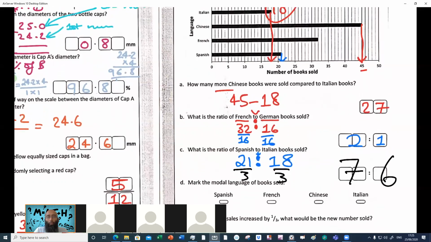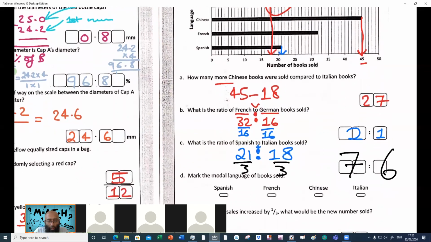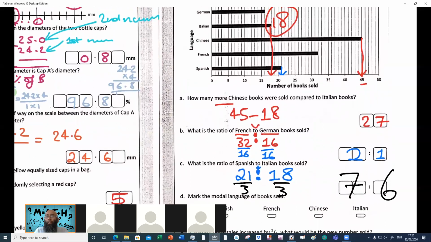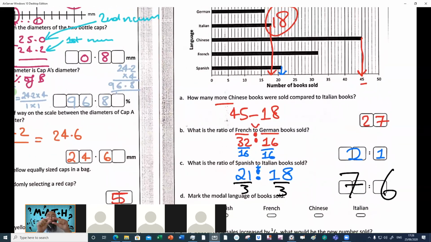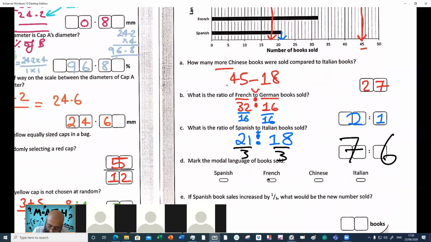So the modal, what does the mode mean again? We did it yesterday, Lisa, don't forget. The most common, the most frequent, the one that happened the most number of times. The most common language, modal language of books is? Chinese. Because it's got the longest line, the longest bar on the bar chart. Okay, fantastic. Chinese. Lovely.